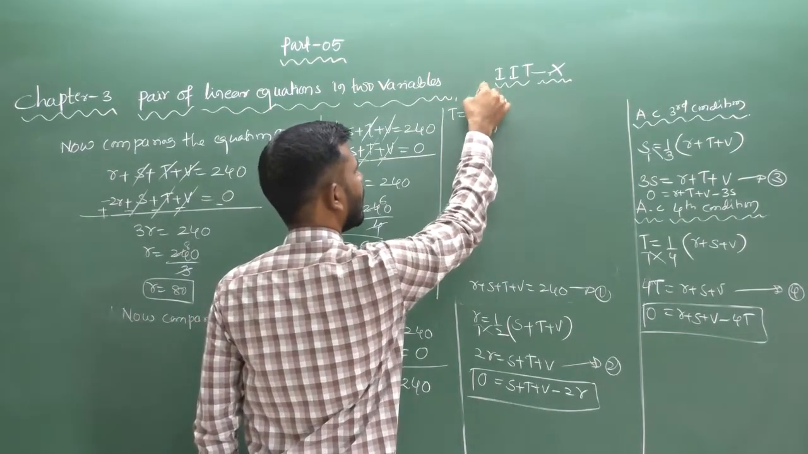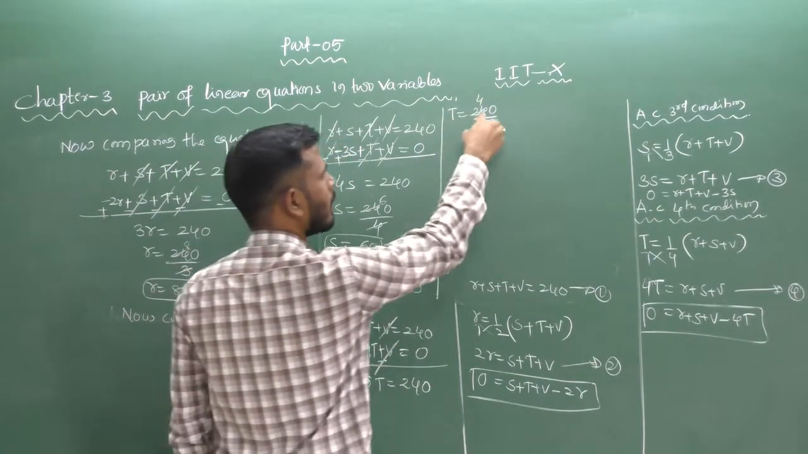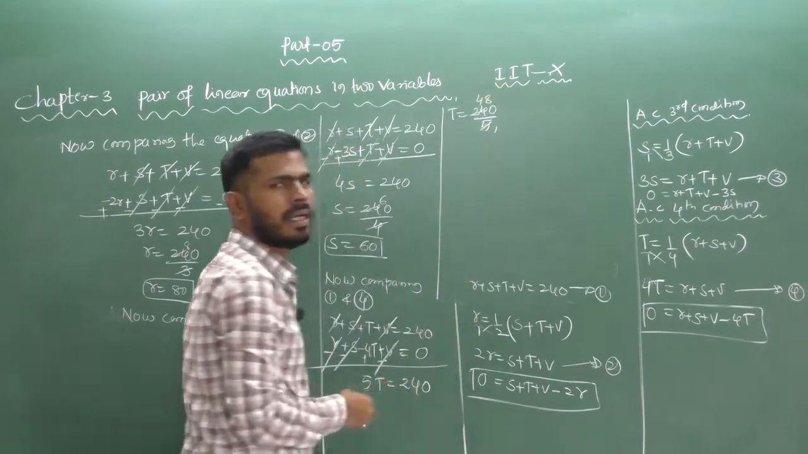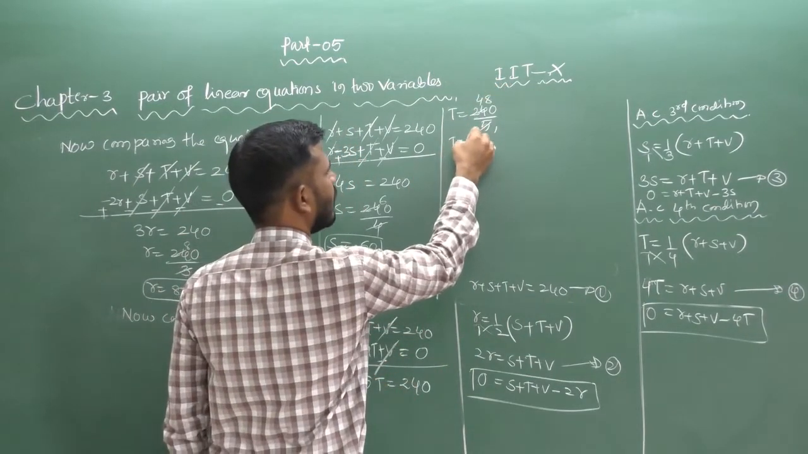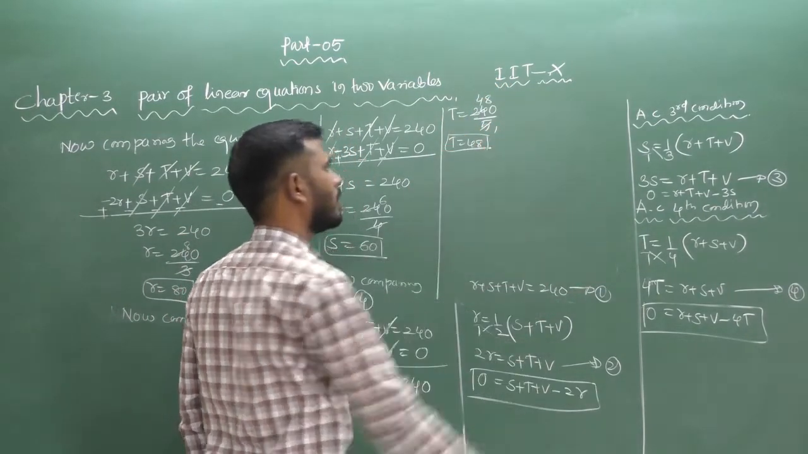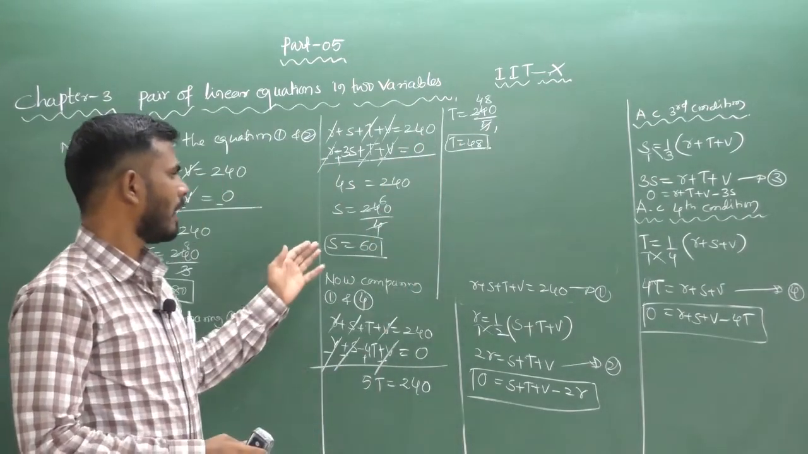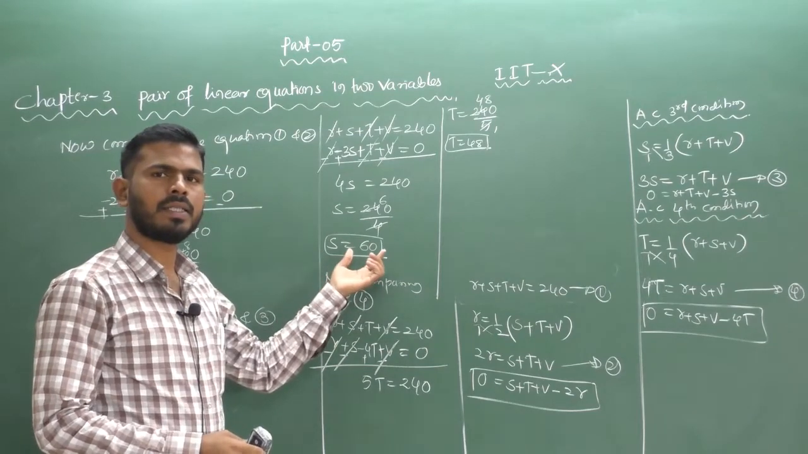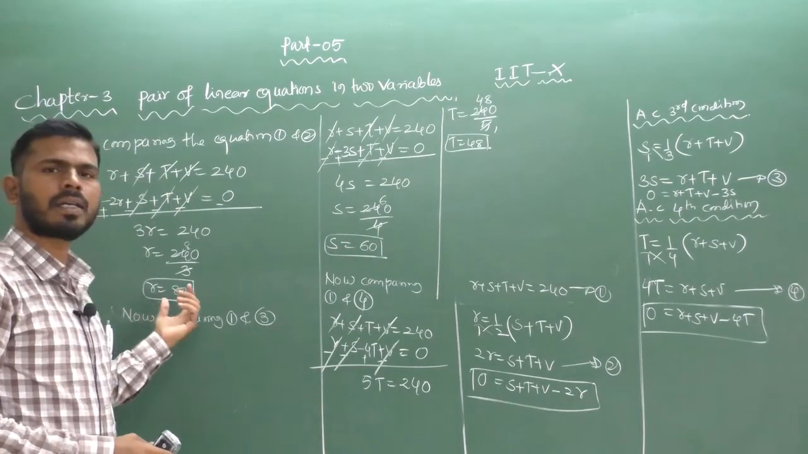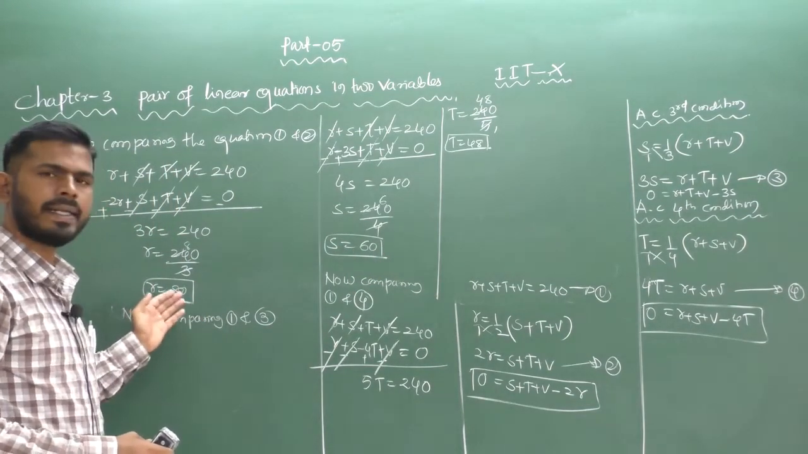Next step is t equal to 240 divided by 5. 5 ones are 5, 5 fours are 20, remaining is 40, 5 eights are 40. So the t value is 40. Means Tarun had a total amount of 48 rupees, Shyam had a total amount of 60 rupees, and Ram has a total amount of 80 rupees.